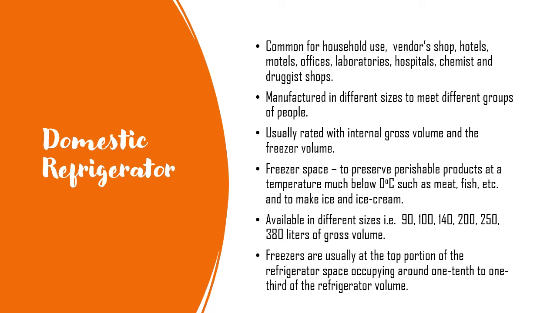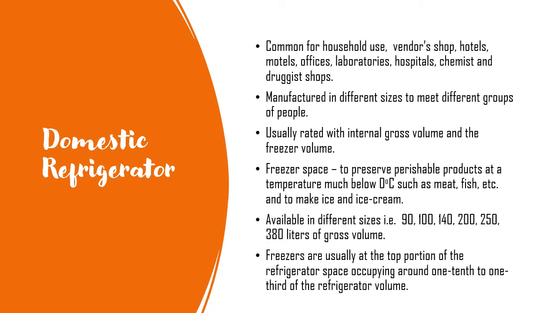The domestic refrigerator is common for household use, hotels, offices, labs, hospitals, clinics, and drug shops. In all these cases, domestic refrigerators are used. It is manufactured in different sizes according to the requirements of different people. The ratings are decided by the internal gross volume as well as the freezer volume. The freezer space is used to preserve perishable products like meat, fish, etc., and also to make ice and ice cream. The temperature is maintained below 0 degrees C in the freezer.